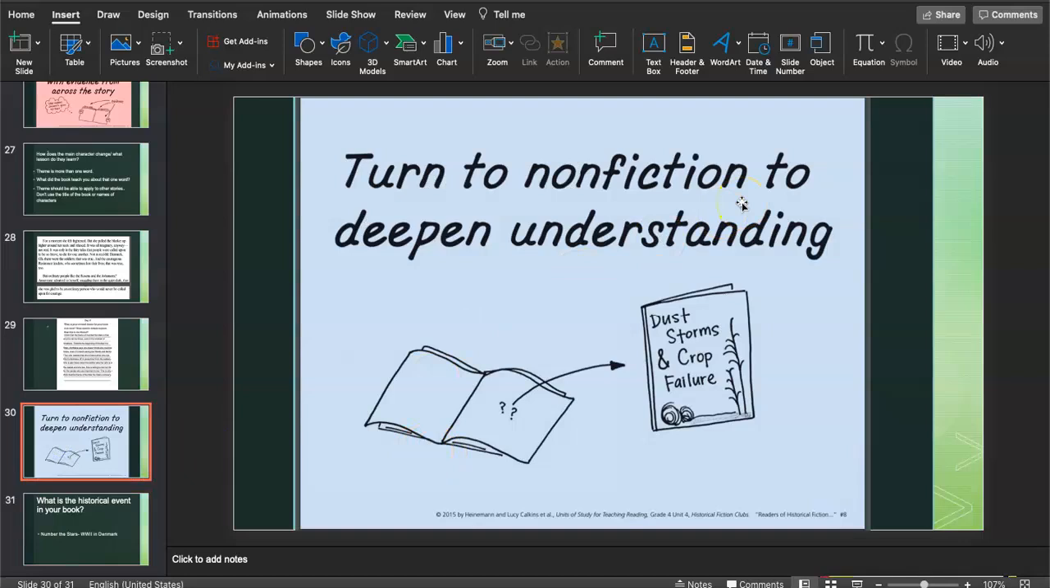And so you are reading nonfiction to help deepen your understanding of your book club book. And then on Friday, you will talk about this in your book clubs, and you'll work together to start to create a presentation to teach the rest of the class what you've learned through reading your book, a little bit about your book, and the real history behind it.